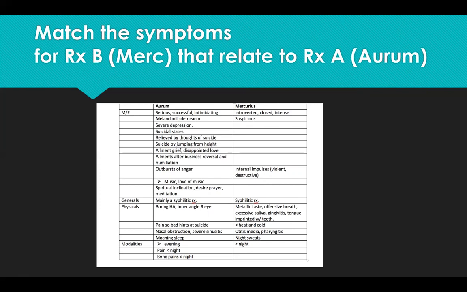Nasal obstruction and severe sinusitis. I lined that up with otitis media and pharyngitis. They're itises, but they're different. Aurum is better in the evening. Mercurius is worse at night. So that's an obvious comparison for aggravations. Moaning in sleep and night sweats. So those are both things that happen at night. So I lined those up, and I would put those under differences when we get to that point.